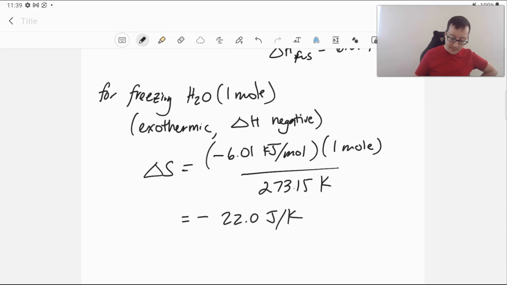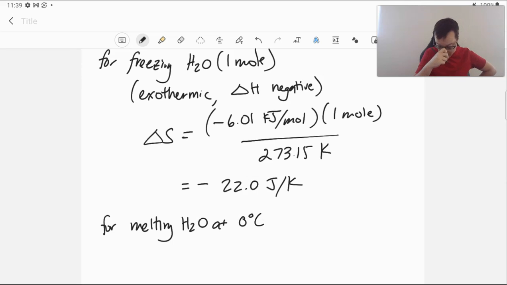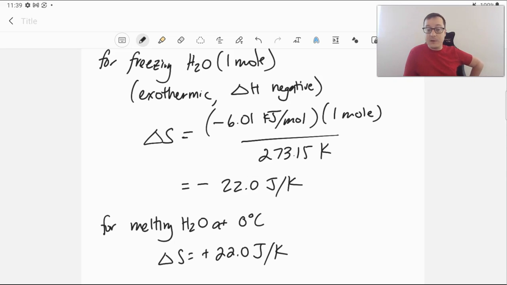For melting water, at 0 degrees Celsius, 1 mole again, we would just have the positive of that, right? Not delta H, delta S will be positive 22.0 joules per Kelvin. Just be aware, by the way, when you're doing the math for this, you have kilojoules up top. So convert that to joules in your calculation.